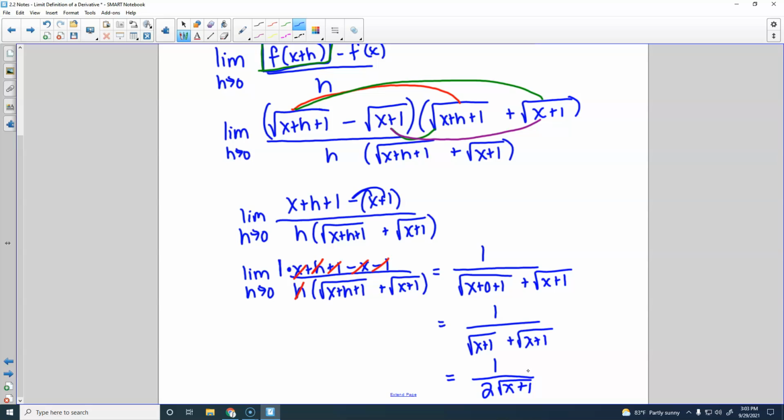AP gives you limit definition of derivative problems on the test, so we have to learn how to do it this way. But we won't have to do it this way forever. So this is your f prime of x. If you wanted to find the slope of the tangent line at x equals 1, you just plug in 1.